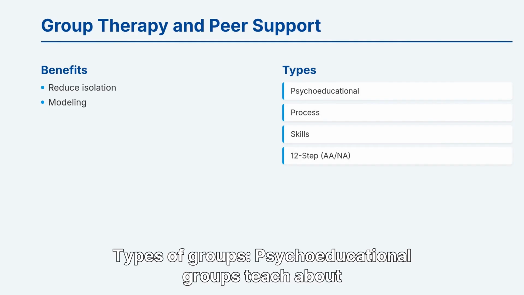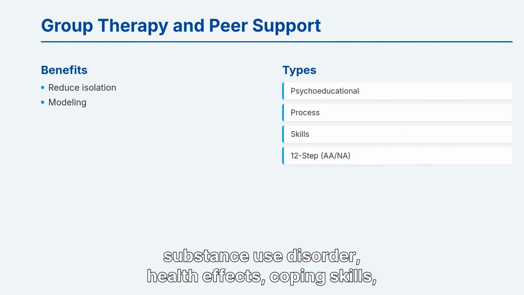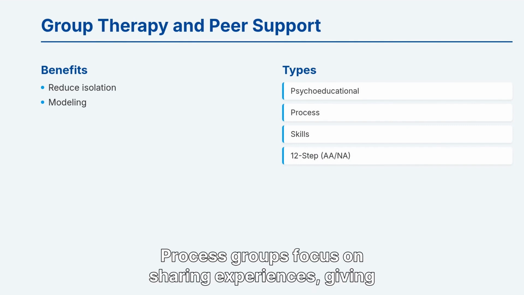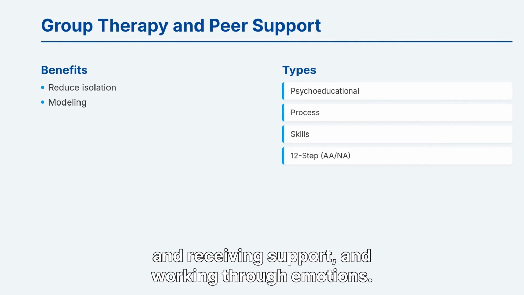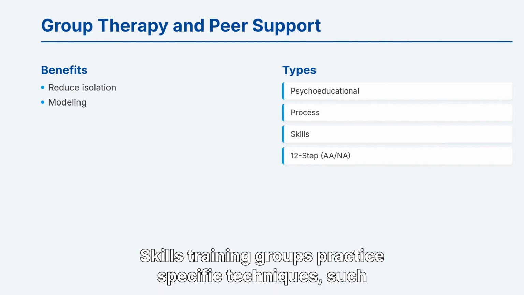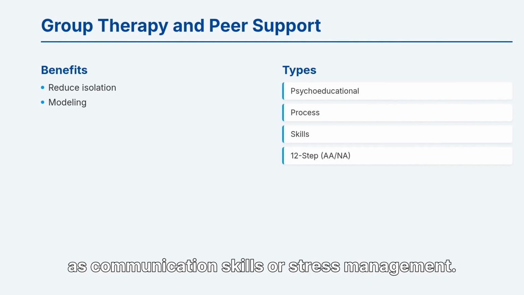Types of groups. Psychoeducational groups teach about substance use disorder, health effects, coping skills, and recovery. Process groups focus on sharing experiences, giving and receiving support, and working through emotions. Skills training groups practice specific techniques, such as communication skills or stress management.